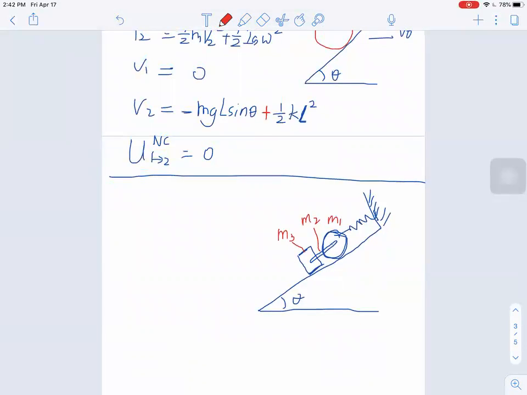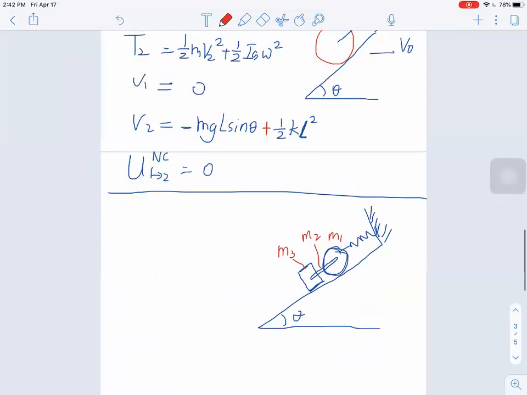If the system is released from rest with no stretch on the spring, what would change? I want you to think about that. T1, T2, V1, V2, U1, non-conservative force work.